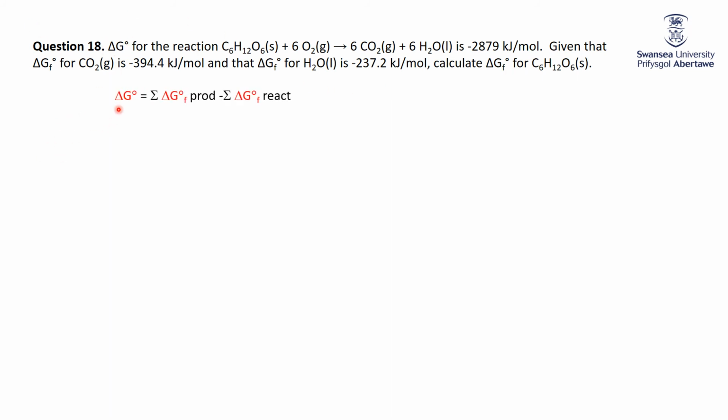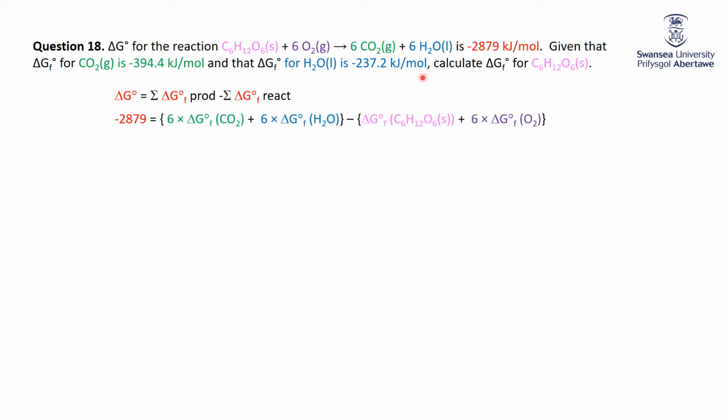So delta G of the reaction, just like the delta H and the delta S equations, is where we sum up the products minus the sum of the reactants. Well, all pretty colours. Delta G is minus 2879. In terms of reactants, we've got 6 CO2s, we've got 6 waters. In terms of products, we've got 1 C6H12O6 and 6 oxygens.